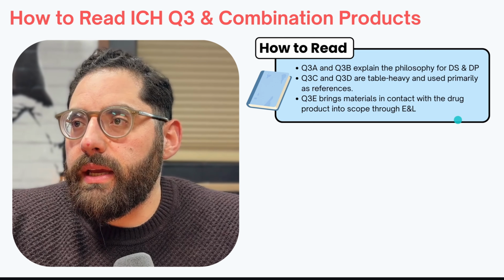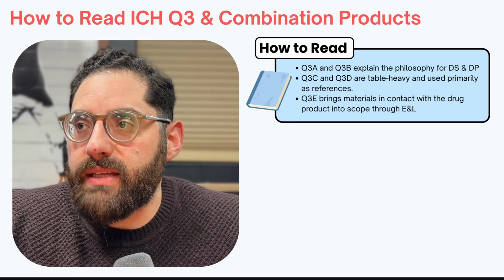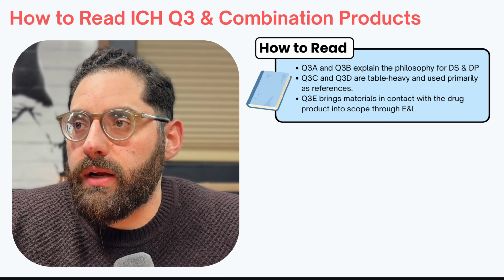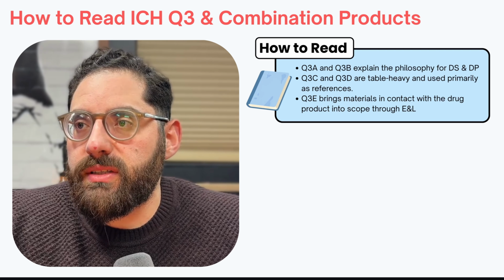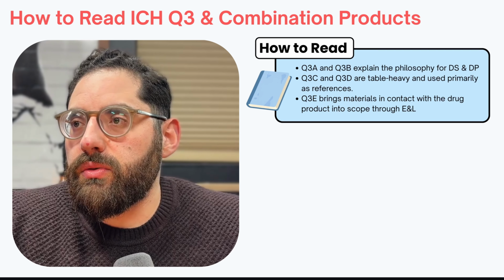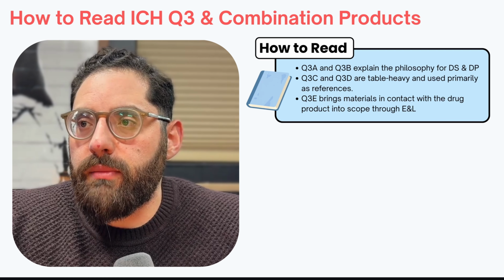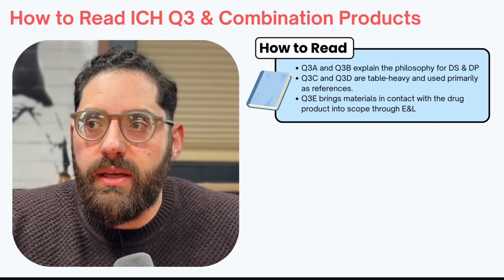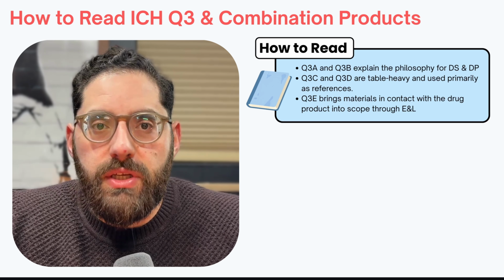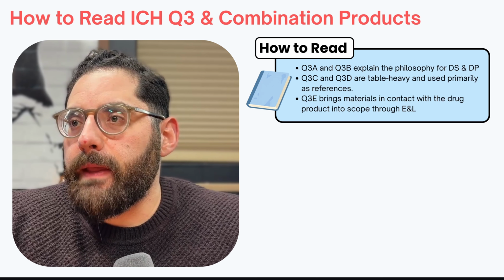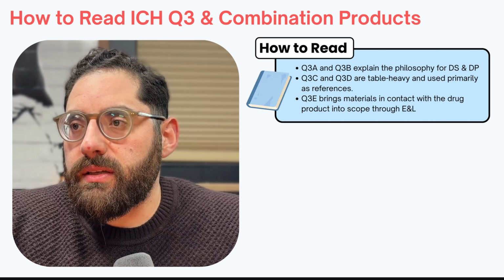So Q3A and Q3B are where you get the framework and the philosophy for drug substance and drug product. Q3A, like we said, explains how to think about impurities in the drug substance. Q3B goes into drug product. And these are the sections that, if you read them, you actually understand what the intent of the guideline is around the identification, qualification, and setting the specification limits based on patient safety and risk.